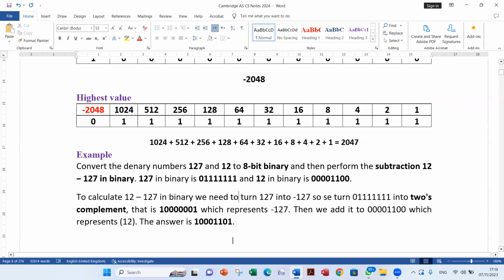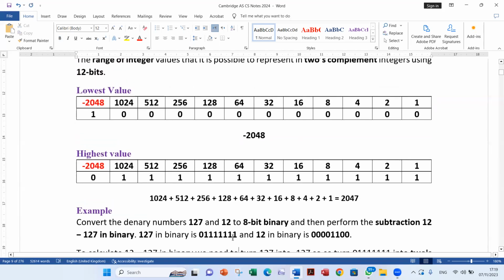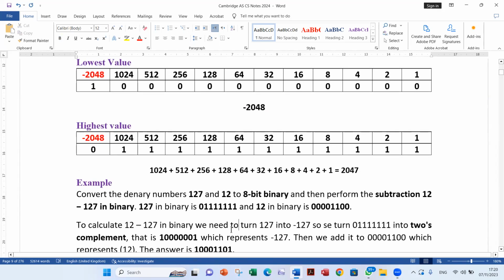Yalla ya shabab, please do the conversion yourself. I'm trying to hide my answers. Do the conversion yourself. Okay? Do the conversion and check it with me. This is negative 127 using 2's complement. This is negative 127 using 2's complement.